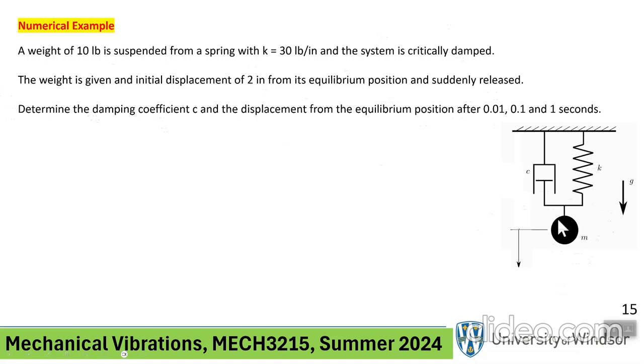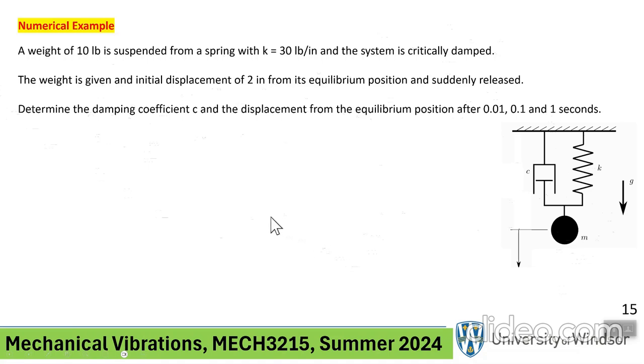Obviously, it starts oscillating back and forth. Common sense and observation tell you it's going to be oscillatory, obviously. And we are asked to find, first of all, the damping coefficient, C, based on the information that's given, and the displacement after 0.01 second, 0.1 second, and 1 second.